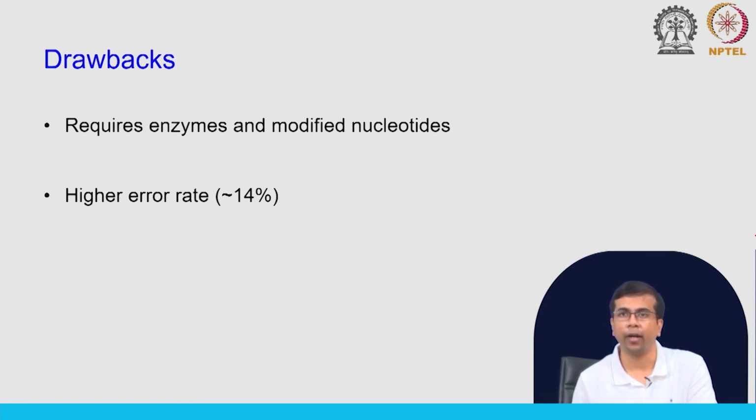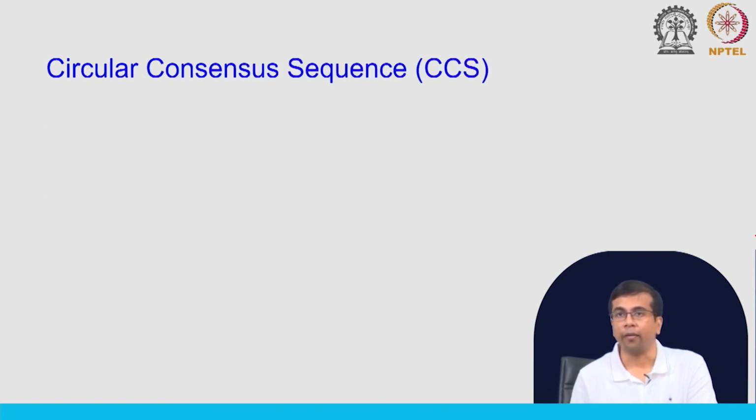Okay. And why is that the case? What we think is that because the polymerase is exposed to light, it affects the proofreading activity of the polymerase. To circumvent this issue of higher error rate, a method has been developed called the circular consensus sequence, or CCS. What actually happens is that we get strand displacement synthesis, and from it we get what are called hi-fi reads.